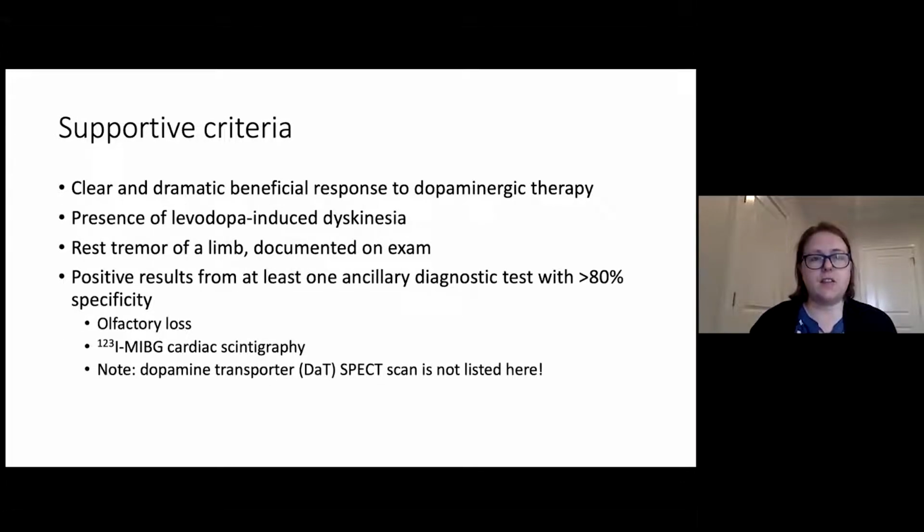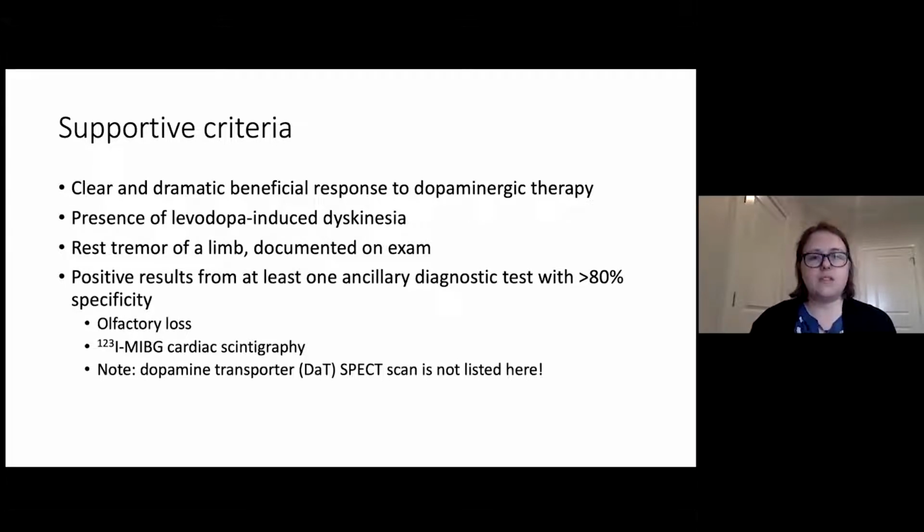I'll just highlight a few supportive criteria that can help you know that you've made the correct diagnosis of idiopathic Parkinson's disease. One is a clear, dramatic response to dopaminergic therapy. Another is presence of levodopa-induced dyskinesia. And then rest tremor, while not required for the diagnosis, if it is present, really points you towards this being idiopathic Parkinson's rather than a Parkinson's plus syndrome.